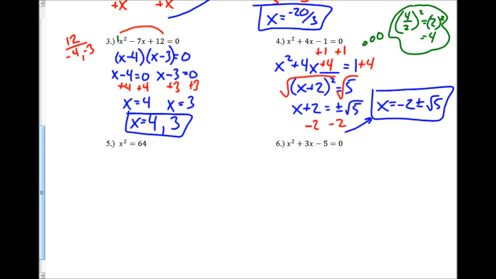Okay? If I look at this one, there's two ways to approach this. Probably the easiest way is to just take the square root of each side. If I take the square root of each side, that's going to be x. Once again, when I take the square root of each side of an equation, I've got to do plus or minus. So it's got to be a plus or minus 8 here. And those are my two answers.